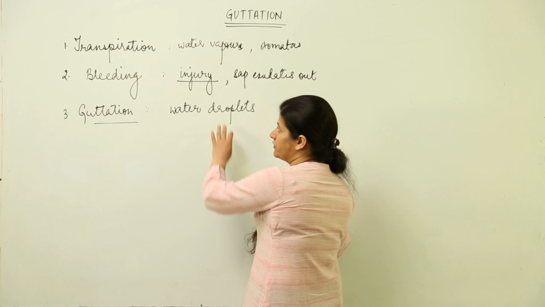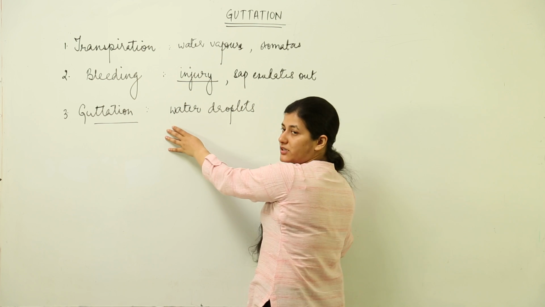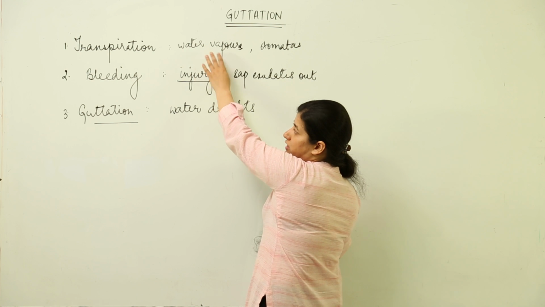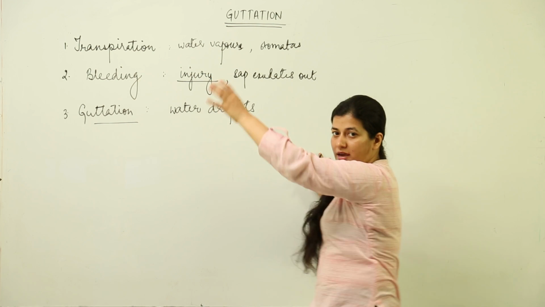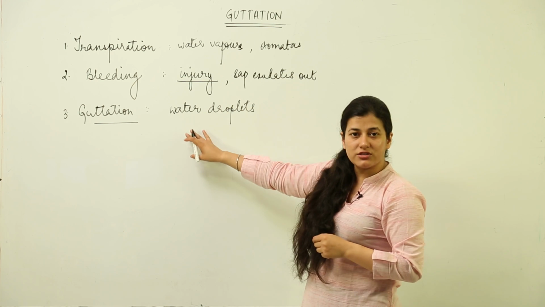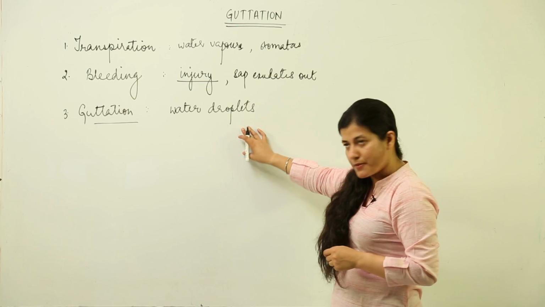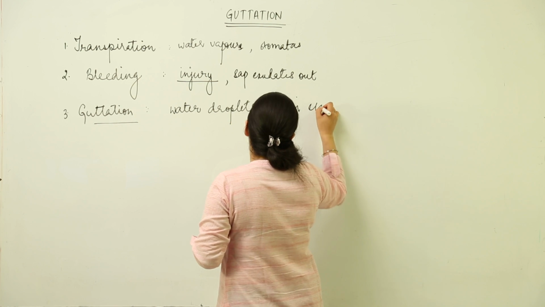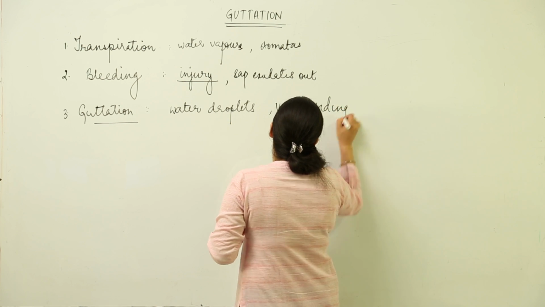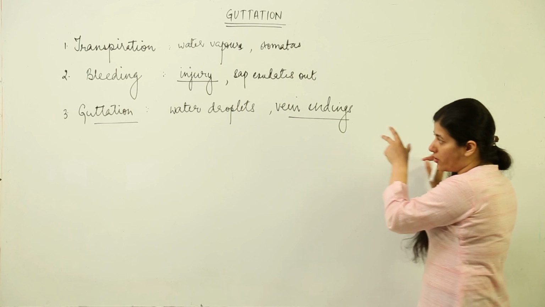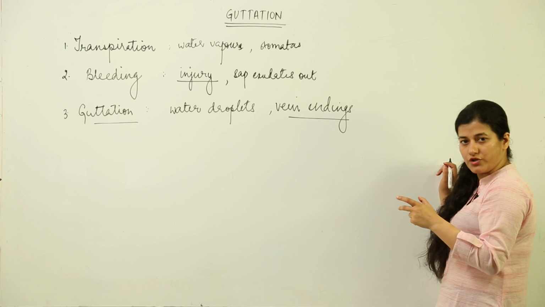Water is being given out in both the cases, transpiration and guttation, both are giving out water. The water vapors are in the case of transpiration, that means vaporized liquid would be present. You're not going to see water droplets. In case of guttation, water droplets would be present at the vein endings, especially vein endings of the leaves or other parts as well, and mind it, it would not be involving any kind of injury.